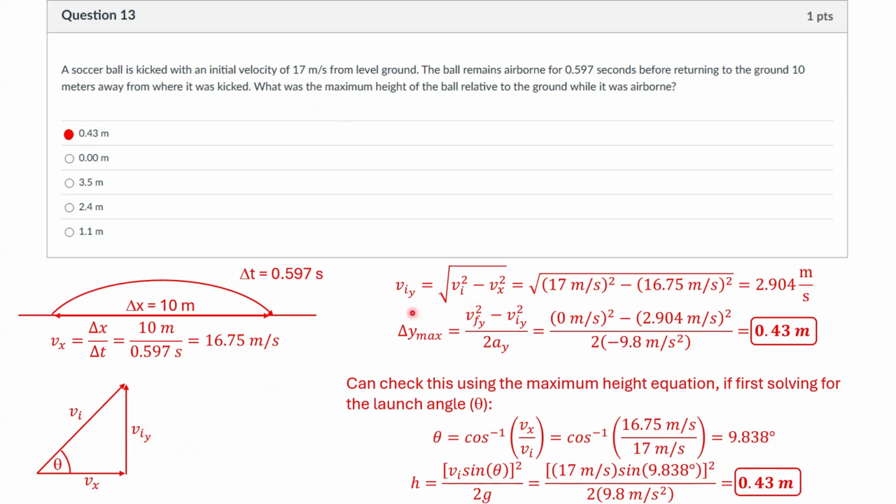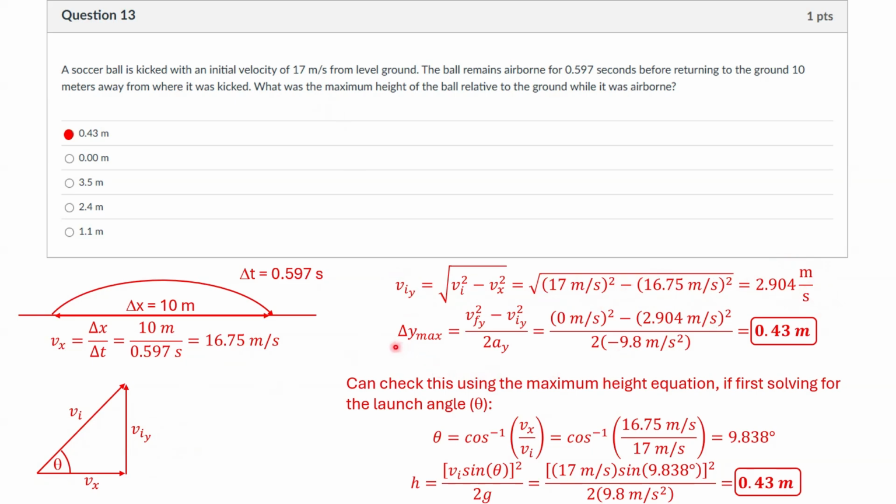That's shown over here. Unknown leg will be equal to the square root of hypotenuse squared minus known leg squared. Hypotenuse is the size of the vector. So 17 meters per second was our initial velocity. X component of that vector was 16.75. Square both of those, complete the subtraction, complete the square root, and you'll find that you must have kicked the ball with an initial vertical component of velocity that was 2.904 meters per second upward.